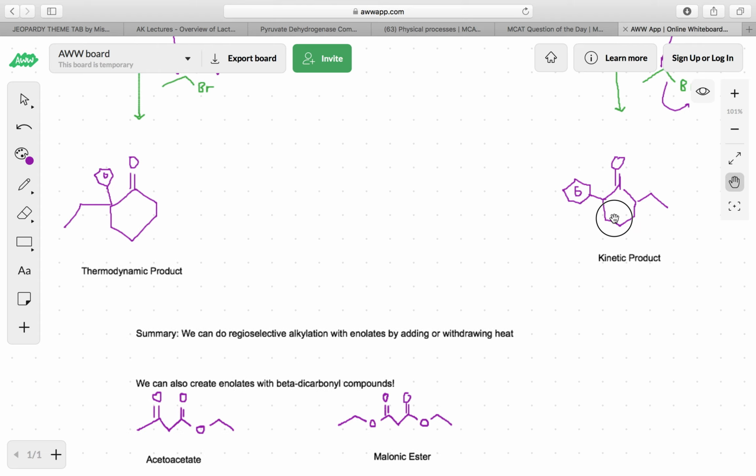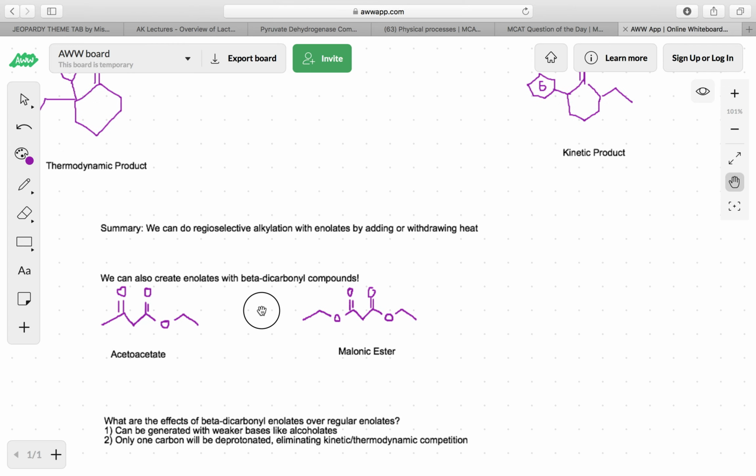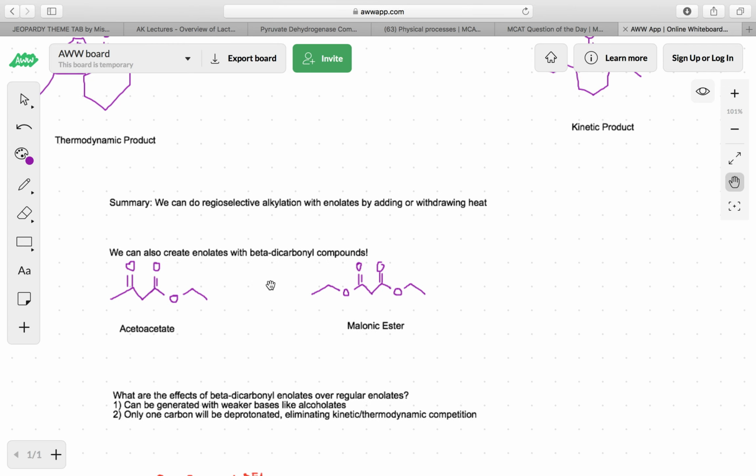So what we learned today was when you have an enolate, even if there's two sides you have to choose from, you can choose based on the addition of heat, which allows you to be more regioselective. So now we learned enolates with one carbonyl compounds, but you can also do it with two. These are the two most common ones, your acetoacetate or your malonic ester.